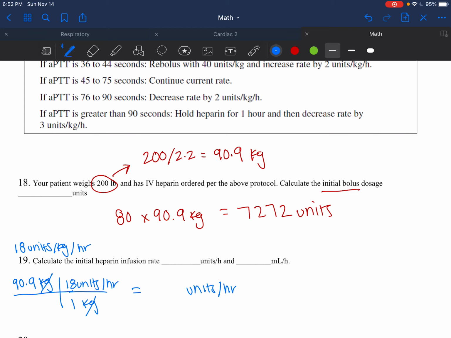So with these kinds of problems, all you do is multiply across the top and then divide by what's on the bottom. So this one, we would do 90.9 times 18. And if that was another number other than 1, you would divide by it, but you don't have to divide by 1 because it will be the same thing. But let's say there was a 2 there. It would be 90.9 times 18 divided by 2. So once we do that, 90.9 times 18, we get 1636.2 units per hour.